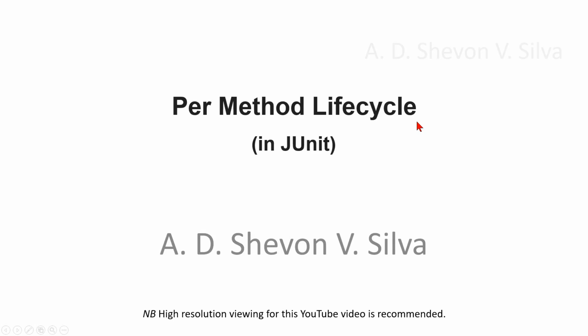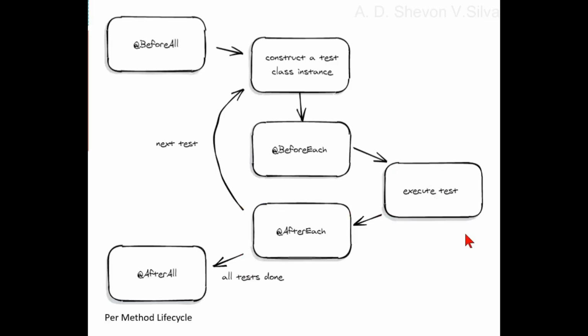Method lifecycle in JUnit. Here you can see per method lifecycle. Regarding lifecycle methods, a lifecycle method is any method that is annotated with @BeforeAll, @AfterAll, @BeforeEach, and/or @AfterEach annotation. The lifecycle methods execute before or after executing the actual test methods.